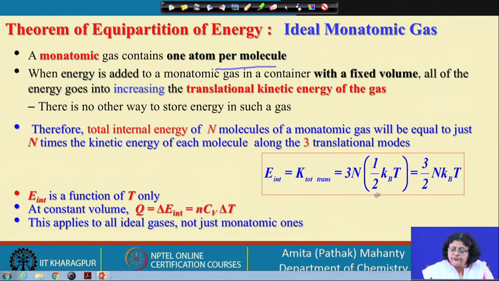Since it is a constant volume system, the heat absorbed is equal to the change in the internal energy, which is n Cv dT from the expression we have. What is Cv? Cv is the molar specific heat at constant volume. The molar specific heat, times the change in temperature, times the total number of moles, is the amount of heat absorbed. This applies to all ideal gases, not just monoatomic gases.